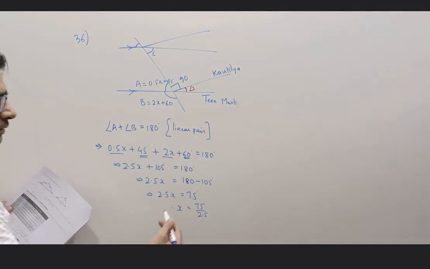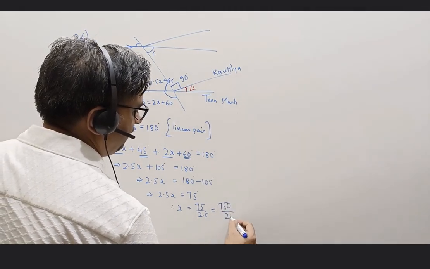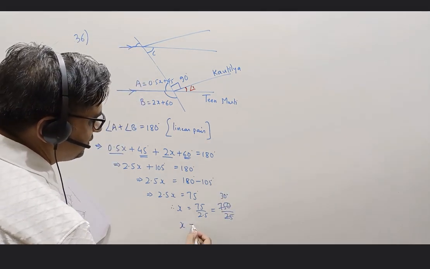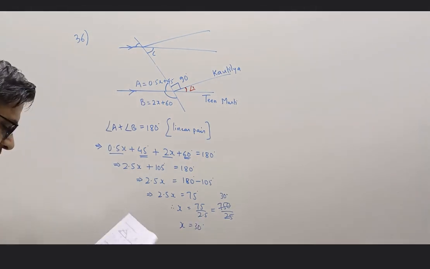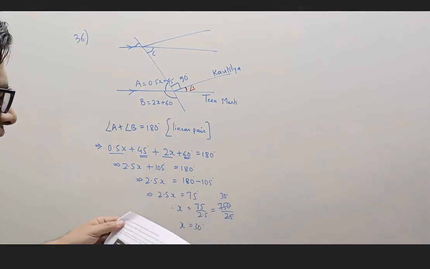To get rid of the decimal, multiply both numerator and denominator by 10. So this will be 750 by 25. So this will be 30 degrees. So x comes to 30 degree. Okay, that's the first question. That's the first bit. What is the angle between Kautilya Marg and Teen Murti Marg?